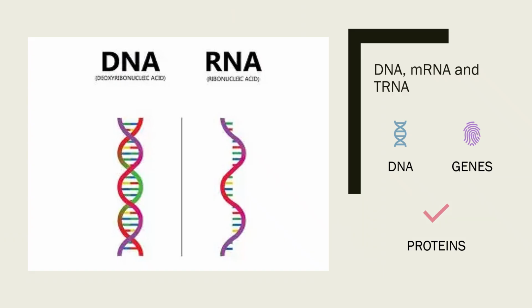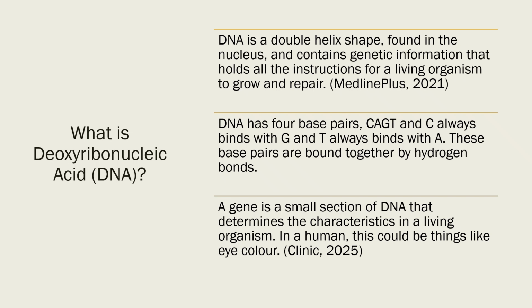To understand what protein synthesis is and how it works, you must recognise how DNA, mRNA and tRNA relate. DNA is a double helix shape and is made up from two strands. It holds the genetic information and instructions to help living organisms grow and repair. DNA has four bases: C, G, A and T. C binds with G and A binds with T, the same way that G will bind with C and T binds with A. It sounds pretty straightforward, right? It's a bit more complex than that.